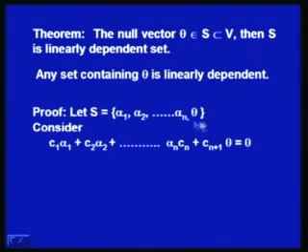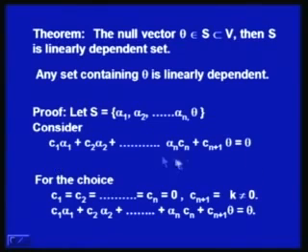We consider a set of n non-zero vectors alpha 1, alpha 2, up to alpha n, and then we add another vector theta into this set. So let us consider whether this set is linearly independent or not. To prove whether this set is linearly dependent or independent, I have to consider this linear combination: C1 alpha 1 plus C2 alpha 2 plus up to Cn alpha n plus Cn plus 1 theta is equal to the null vector theta.